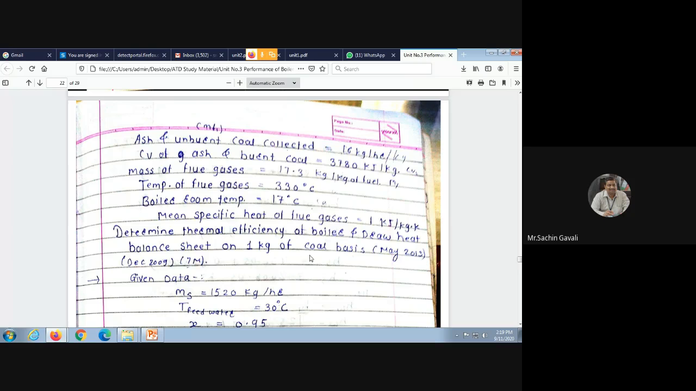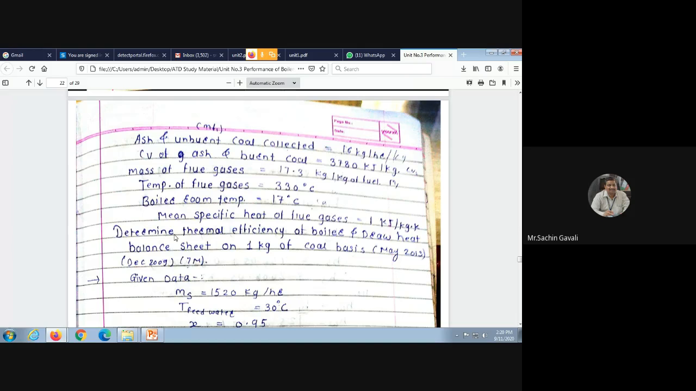Then determine thermal efficiency of boiler and draw heat balance sheet on 1 kg of coal basis. What have they asked? Determine thermal efficiency of a boiler and draw heat balance sheet on 1 kg of coal basis.